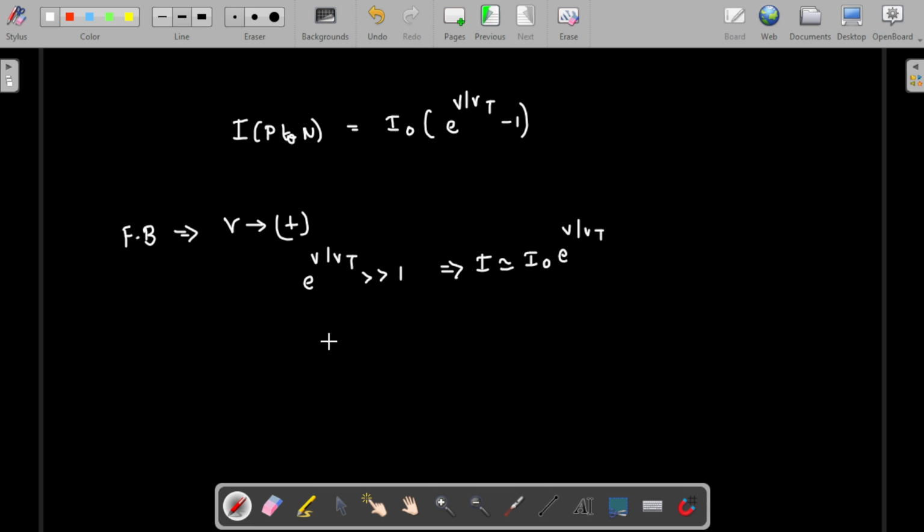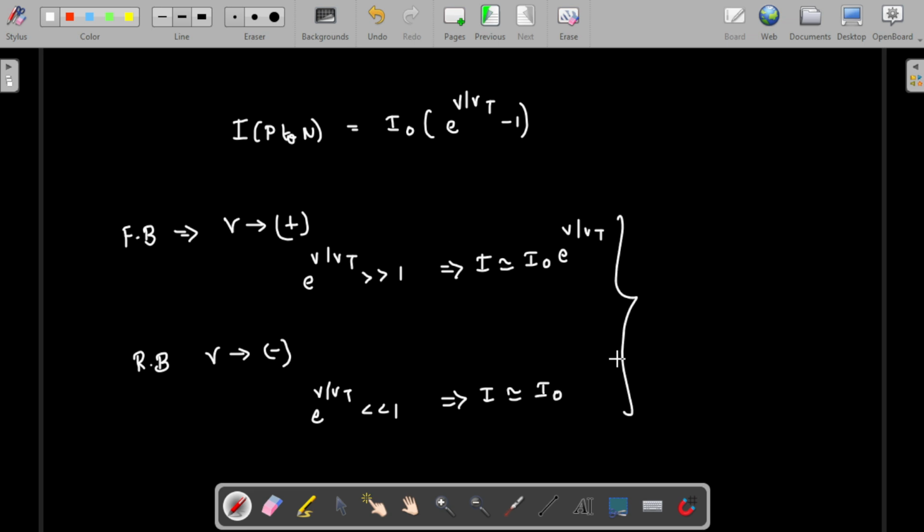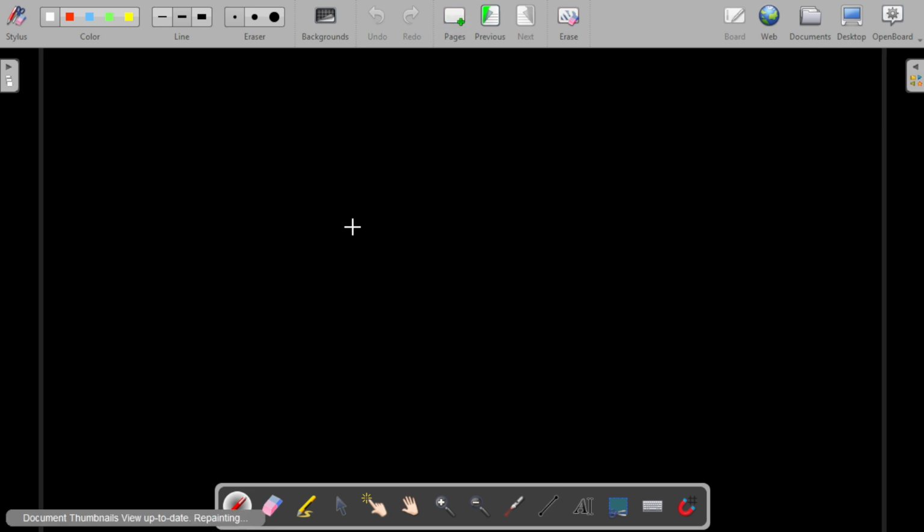Right? If it is reverse bias, then we know that V is negative. Then we can take the approximation that V by VT will be much less than 1. So based on this, I will be approximately equal to I naught. These two observations are very important in order to draw an IV graph.